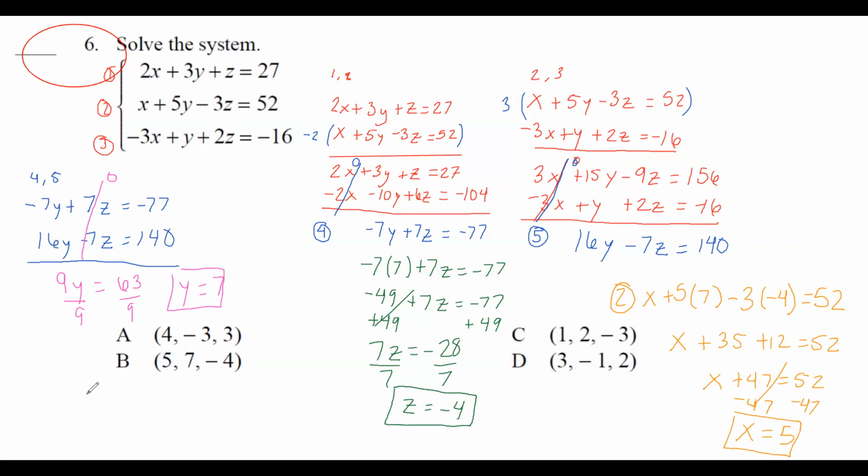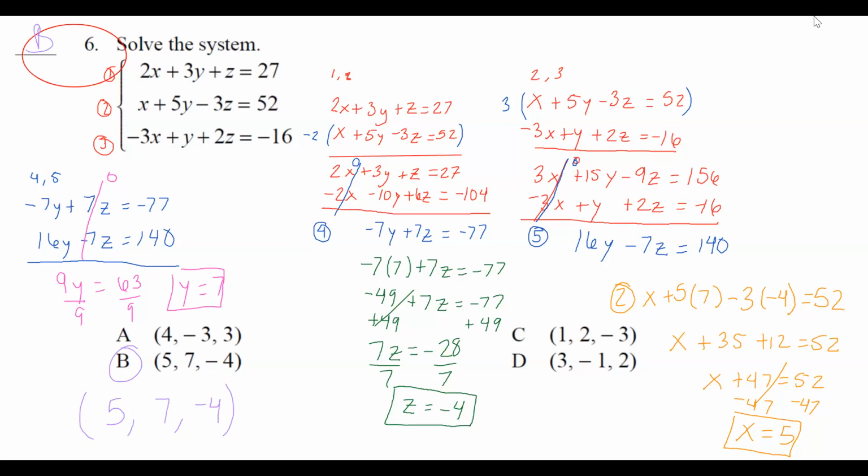And if we were to write our coordinates, remember that it's x first. So we have 5. Then it's y. So we have 7. And the last one is negative 4. Woohoo! So this one's B. Not too bad, right? So again, whenever you see this example, you can follow the same procedure.